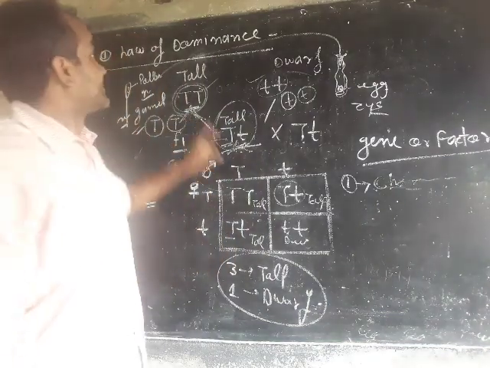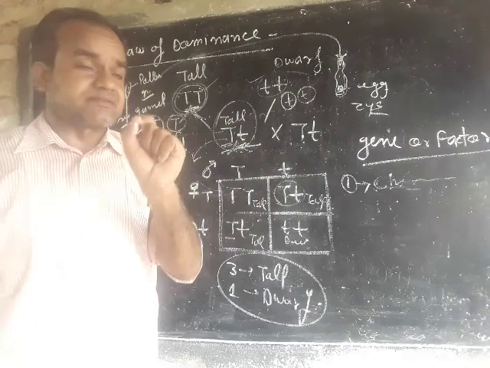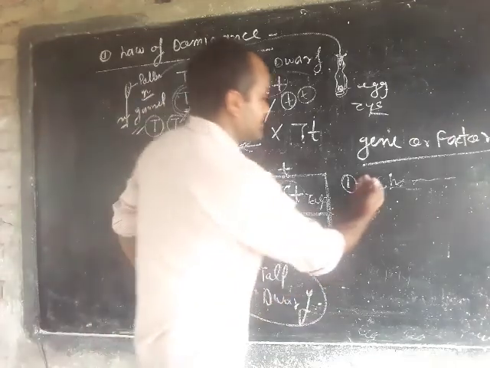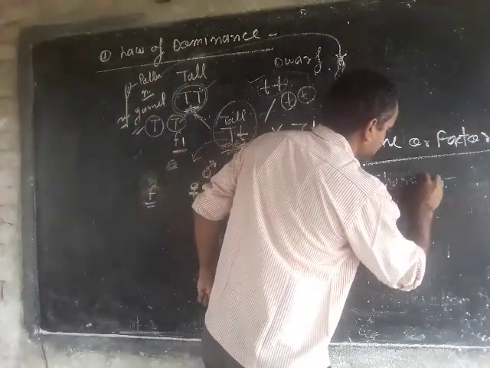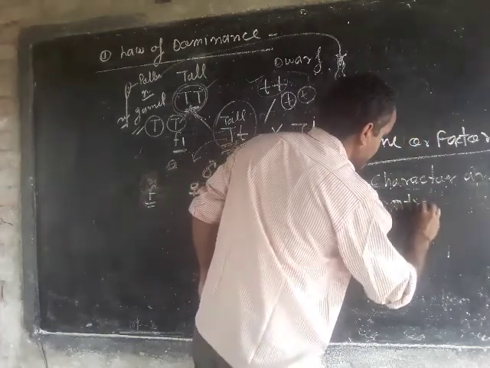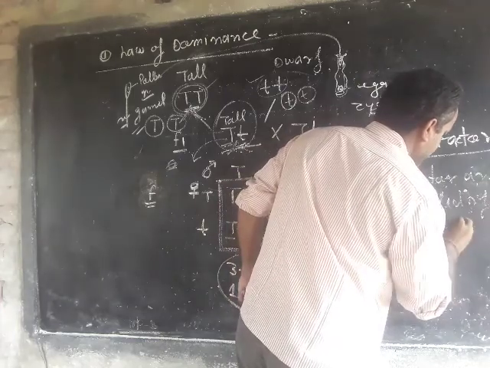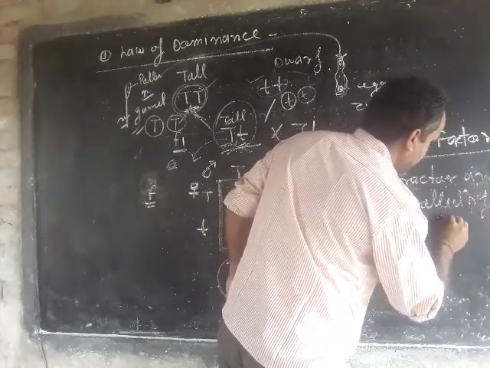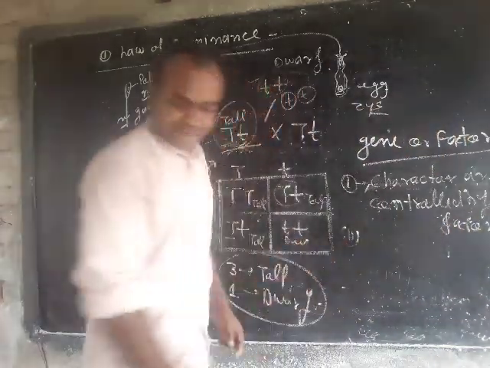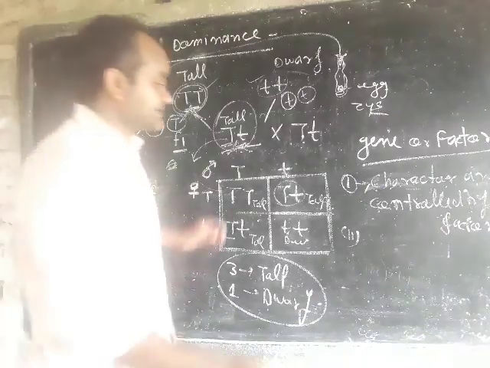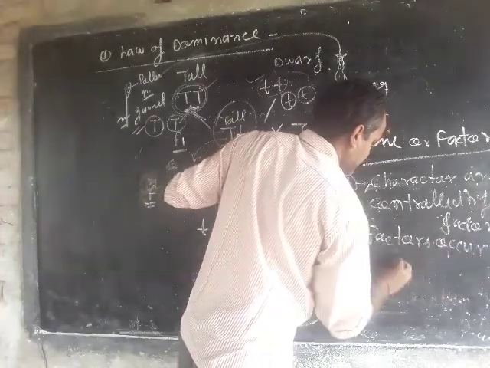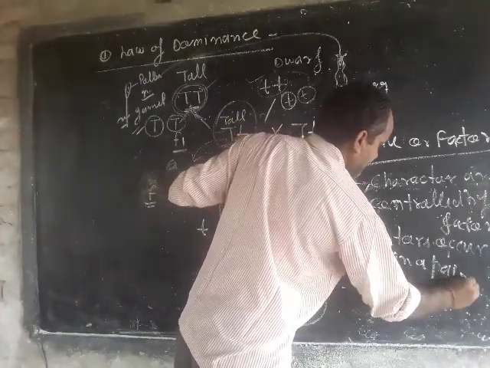Listen carefully. The law of dominance. First, characters are controlled by discrete units called factors. This is the first line. Second, factors occur in pairs.